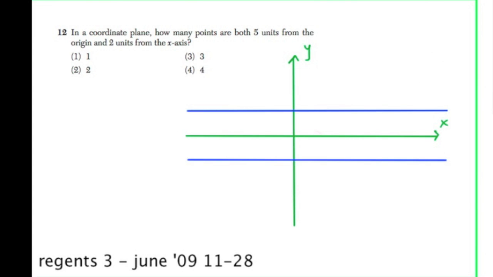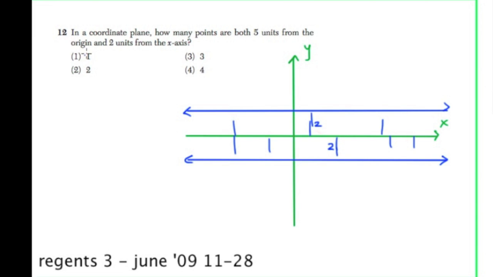These questions are kind of common sense. Like, if it's 2 units from the x-axis, it's going to be 2 units this way, the same distance, and then both ways it's going to be the same distance all around. So these blue lines are going to be the locus points. So yeah, 2 units, 2 units.